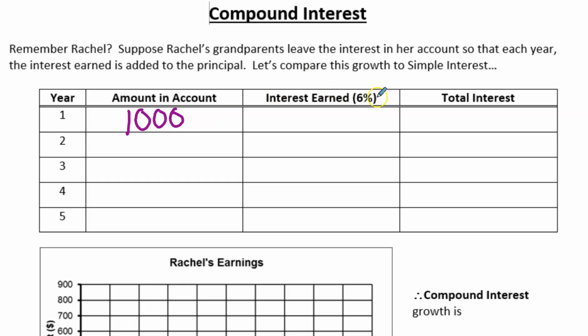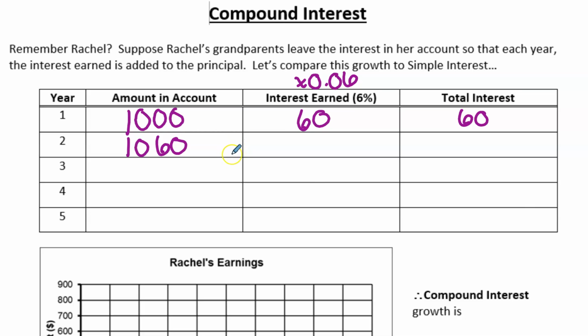Okay, and the interest earned was 6%, so we multiply by 0.06. So it starts off that there is $60 in interest. So in total, she has earned $60 in interest. Okay, but this time, instead of her taking that money out, or instead of her receiving a check for that amount, we're going to leave it in so that the next year we start with $1,060 in the account.